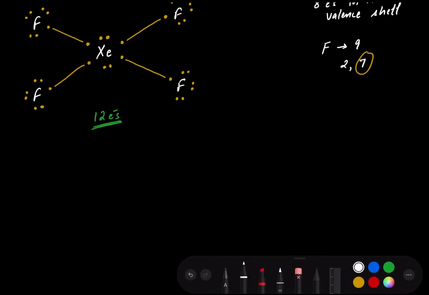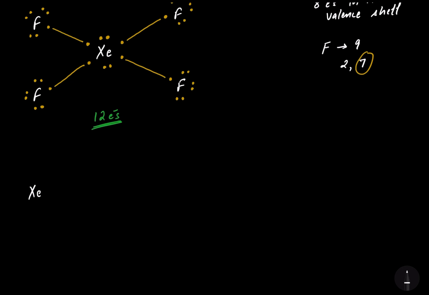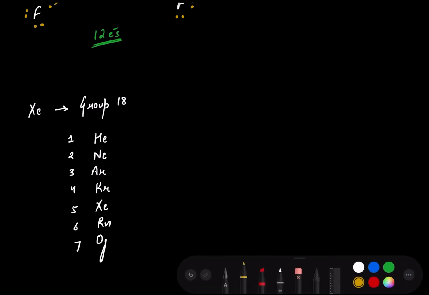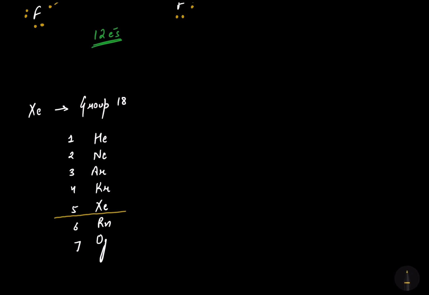Now xenon, as we all know, is a member of group number 18. Group 18 of the periodic table is helium, neon, argon, krypton, xenon, radon and oganesson. Helium is from period number 1, then 2, 3, 4, 5, 6, 7. From here it is clear that xenon belongs to period number 5.